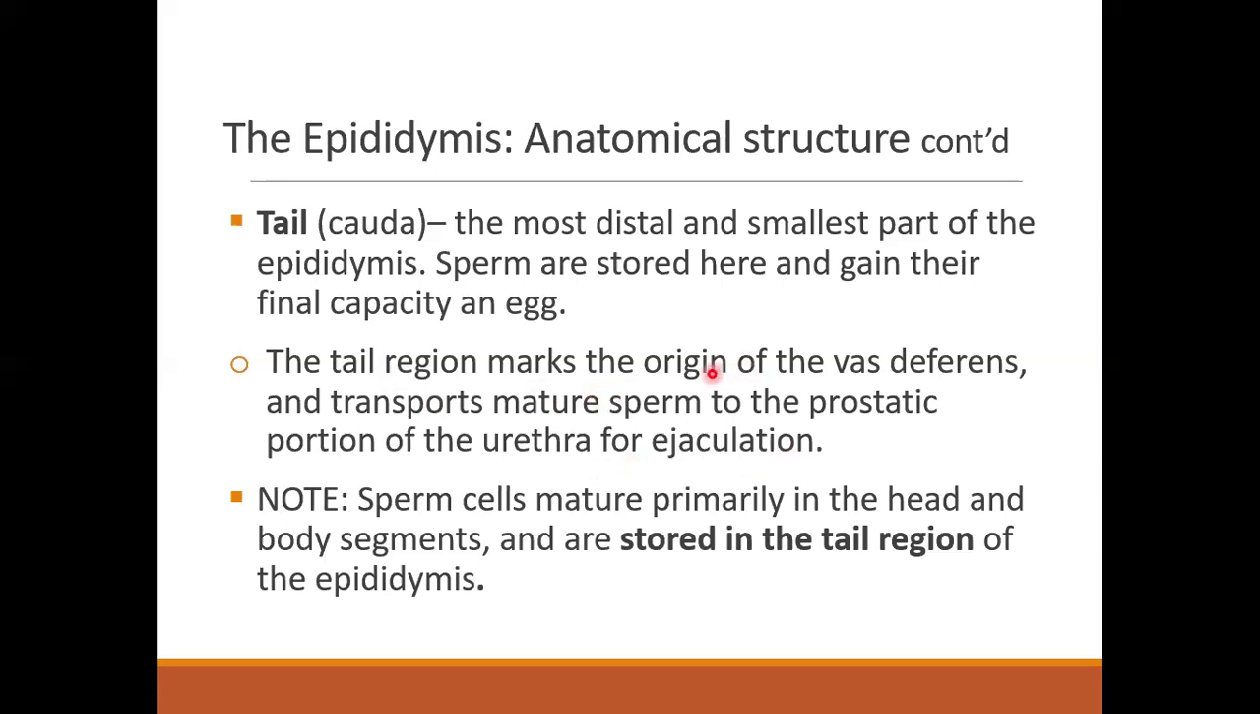The tail region marks the origin of the vas deferens. Remember that after the tail, we are getting to another section, which is the vas deferens. We also call it a ductus deferens. All right. So at the tail end, this is where sperms are going to be stored until ejaculation is prompted. All right. So the tail region marks the origin of the vas deferens and transports mature sperm to the prostatic portion of the urethra for ejaculation. So note, sperm cells mature primarily in the head and body segments and are stored in the tail region of the epididymis.